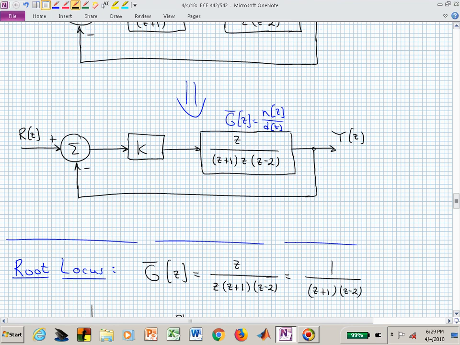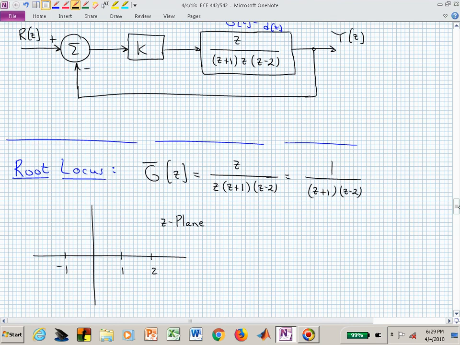The zero at the origin and the pole at the origin, those are stable. That's okay. We can cancel those. So help me sketch this. Here's my z-plane. I want to sketch this root locus. What's the first thing I do to sketch the root locus? I probably plot the poles and the zeros, finite zeros. I have a pole where? I have a pole at -1 and a pole at 2.